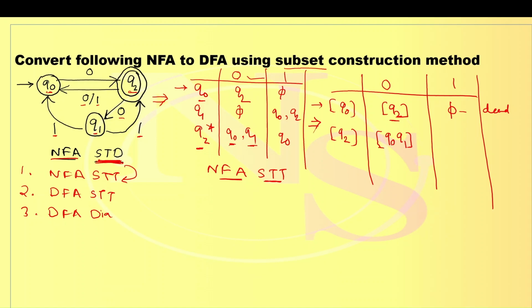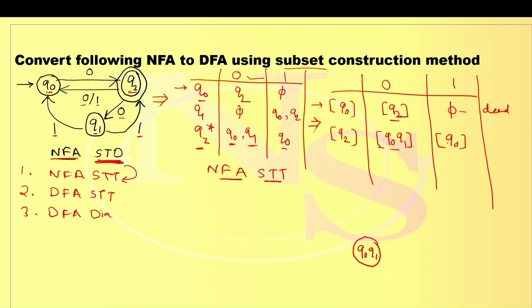This subset, this state Q0 Q1, is not two states. This is only one state. If you want, I can show you like this: Q0 Q1. In the diagram notation, this is only one state. Similarly, Q2 reading 1 goes to Q0. So I am writing here Q0 as a subset.